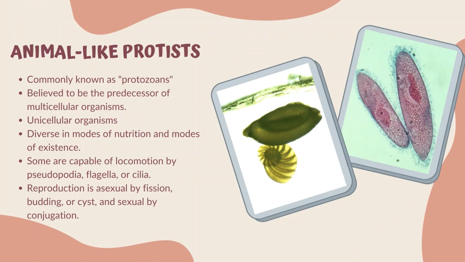The animal-like protists are commonly known as protozoans. They are believed to be descendants of the form of life that gave rise to multicellular organisms. This group includes unicellular organisms, and it is diverse in modes of nutrition and modes of existence. Some are capable of locomotion by pseudopodia, flagella, or cilia. Their reproduction is asexual by fission, budding, or cyst, and sexual by ligation.